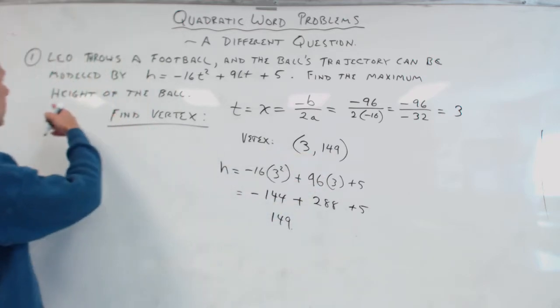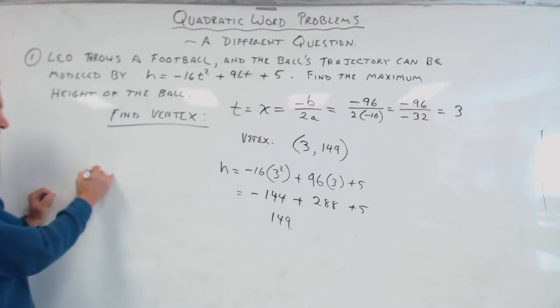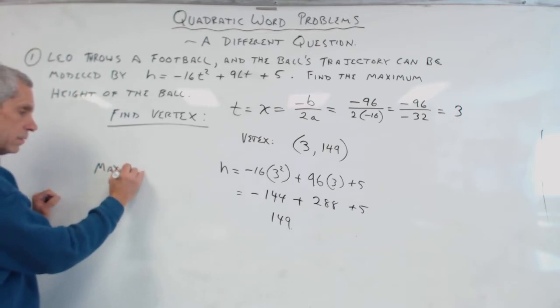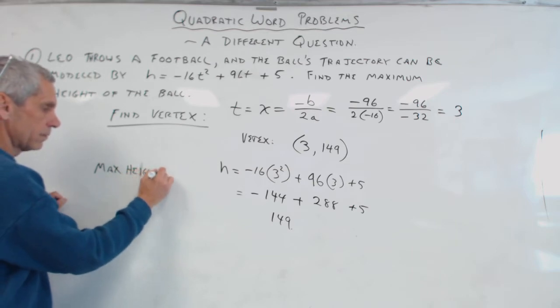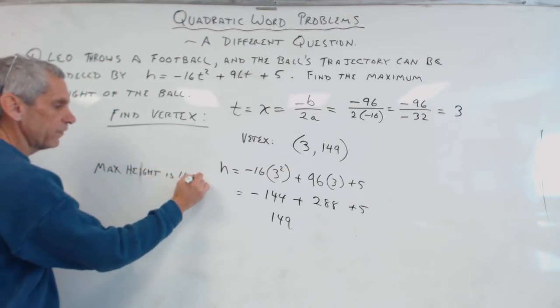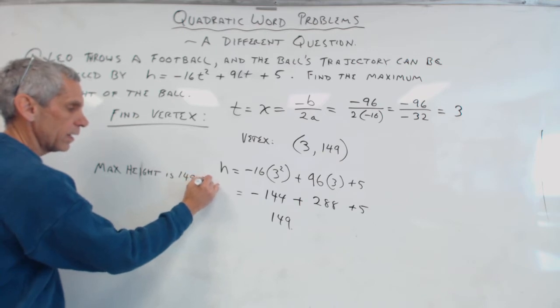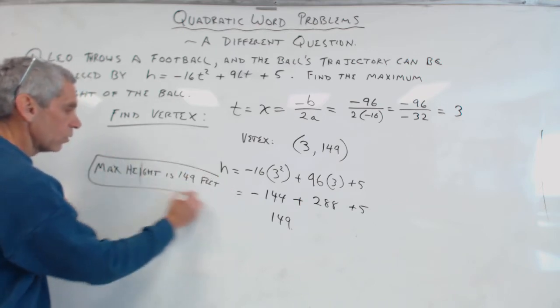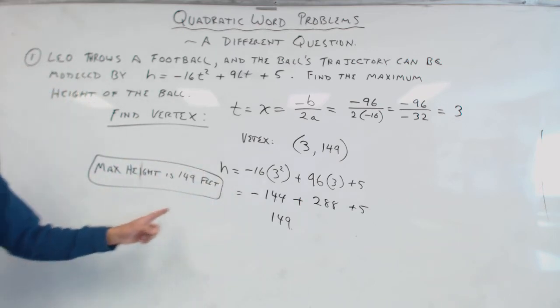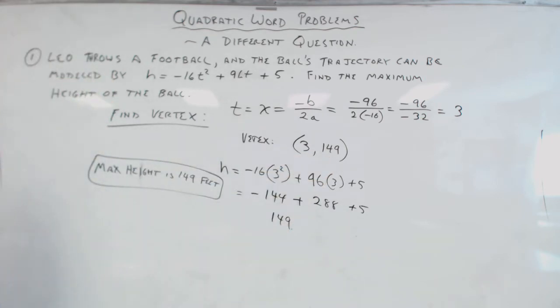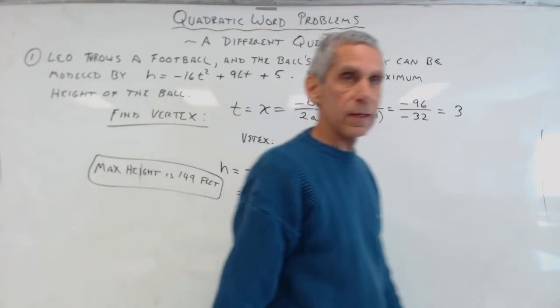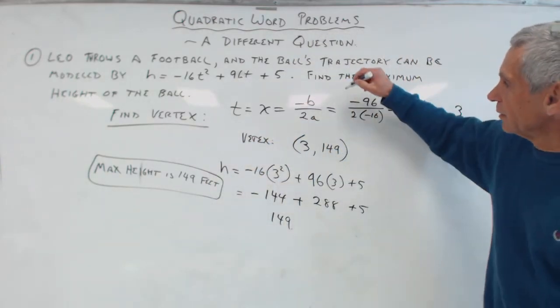So the question is, what's the maximum height of the ball? Maximum height is 149 feet. Wait, is that what we have to write? Or can we just write the vertex? No. The question is, what's the maximum height? Maximum height is the y of the vertex. It's the 149. Okay? Does that make sense? Yeah.